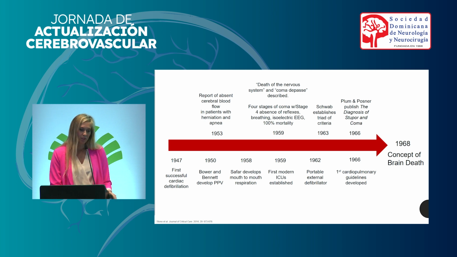Now, it was a few years later that Dr. Schwab, who was at Mass General, took this step further. He had a patient with an intracranial hemorrhage in the ICU, and he said, they don't have brainstem reflexes, they're not breathing, they have a flat EEG, I think this person is dead, and I'm going to take them off the ventilator. And that was one of the first documented cases of declaration of brain death.